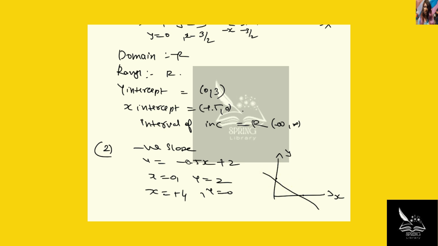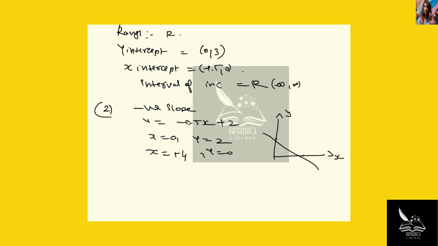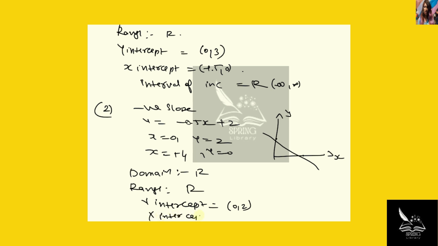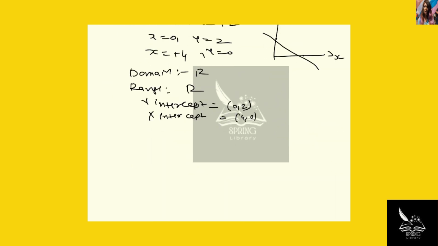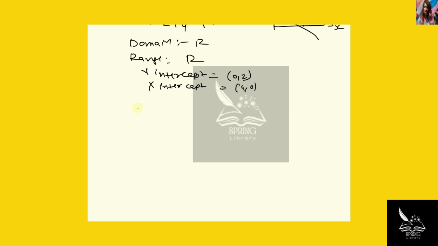Now for the given graph, if we observe the domain, the domain is the set of real numbers R. Similarly, the range will be the set of real numbers R. The y-intercept is (0, 2), and the x-intercept is (4, 0). Now as we can see, this is a decreasing function. So it is decreasing in the interval of the entire domain.